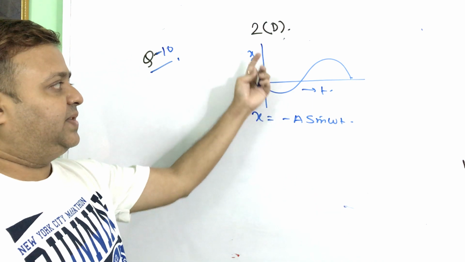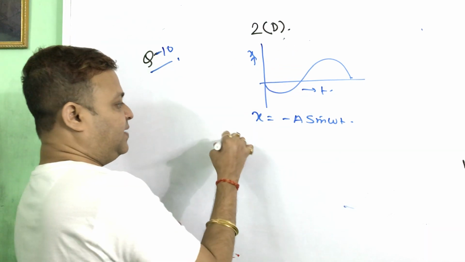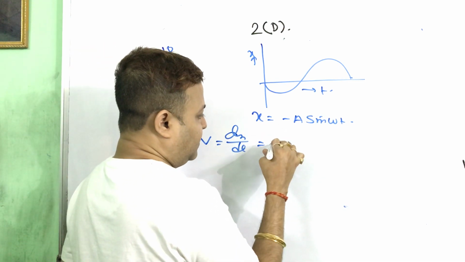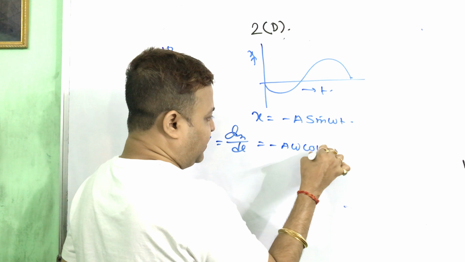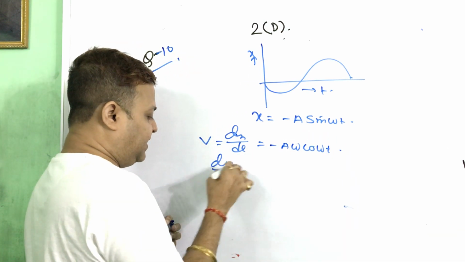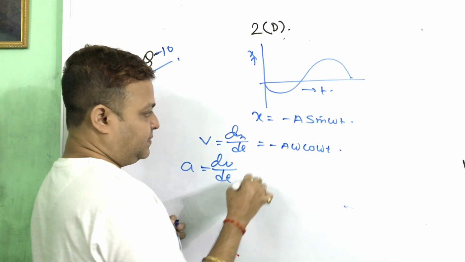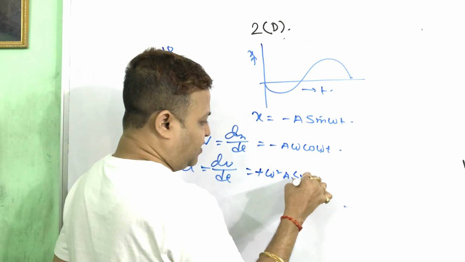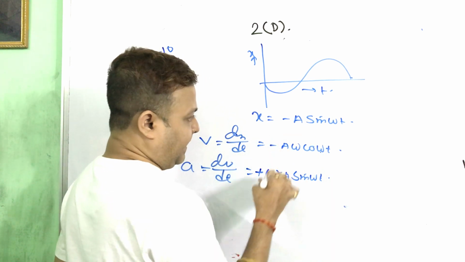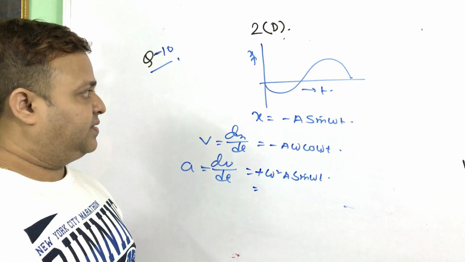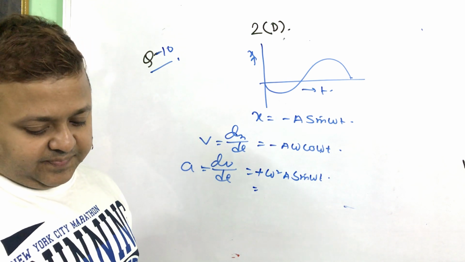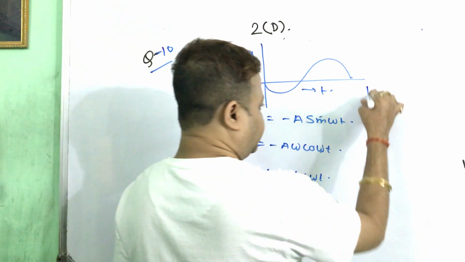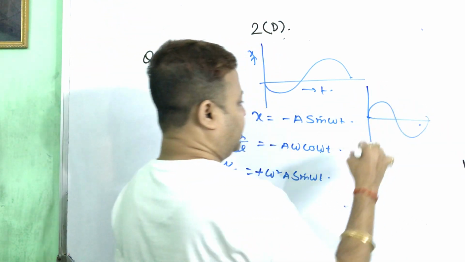It does not look like minus, it looks like it has started, if it were plus... For the acceleration time graph, look, dx by dt, velocity, what do we get? Minus a omega cos of omega t. Again dv by dt, that is the acceleration, minus, plus, it becomes omega square a sin of omega t. Right? So it is a sine curve starting from this one. Positive is coming, option B.